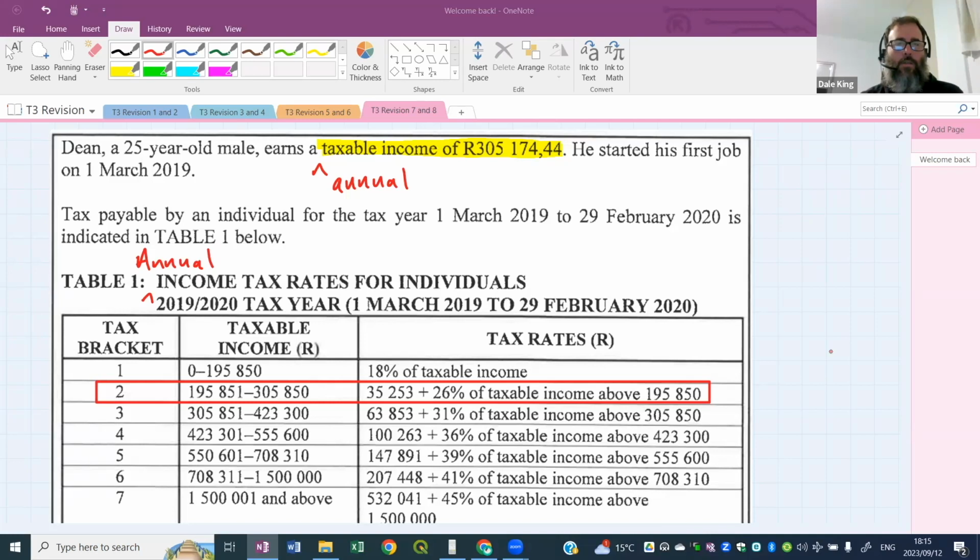Right, I'll give you a couple of minutes, guys. Work out the monthly tax payable if this person's salary highlighted in yellow there is 305,174 and 44 cents. When you have an answer, please let us know. You can give us a thumbs up to let us know that you've got answers. Then we know that you guys are done and we can go over the question. All right. So when you've got an answer, give us a thumbs up to say, yep, I'm done. And then we can start going over the question.